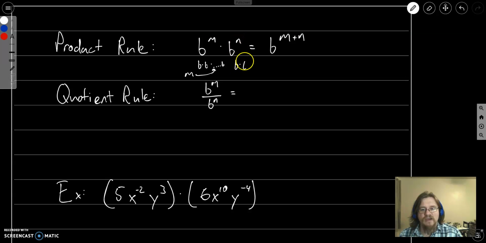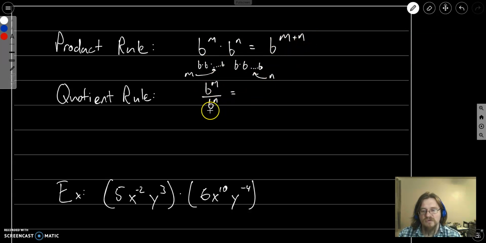And if we have b to the n, we have b times b times b all the way out to there. And how many do we have here? n. How many do we have altogether? m plus n of them. So again, the product rule kind of makes sense if we think about it. We've just got a bunch of b's that we're multiplying together.